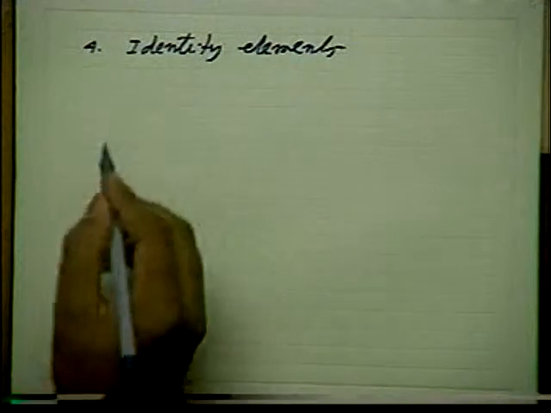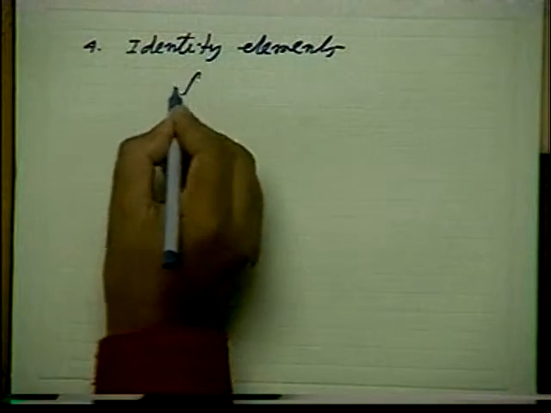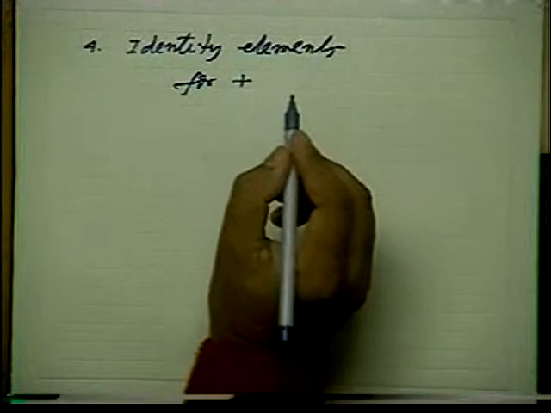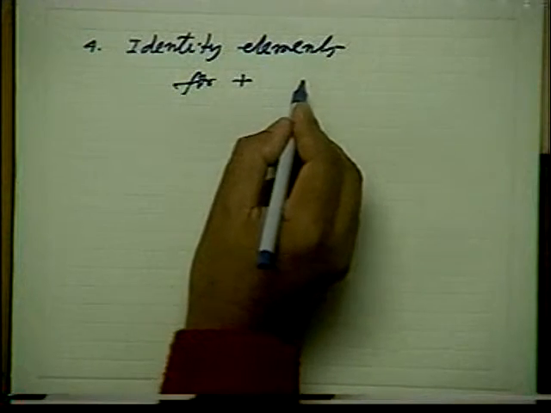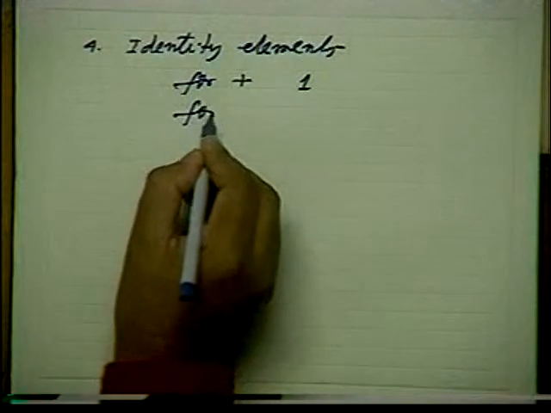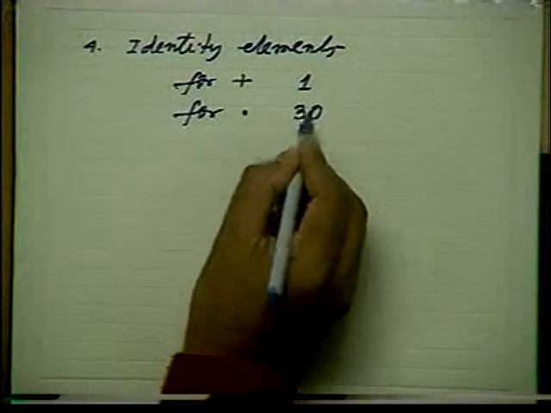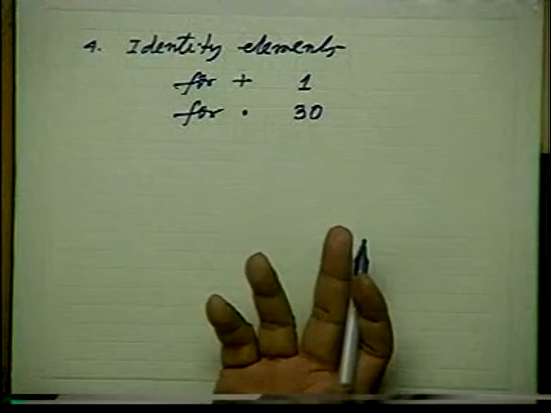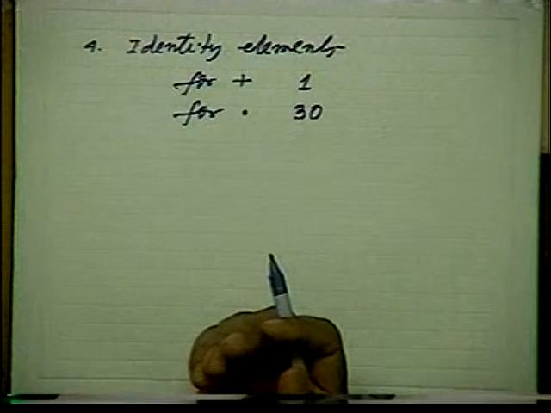Identity elements. For plus it is 1, and for dot it is 30. Therefore I have the identity elements.